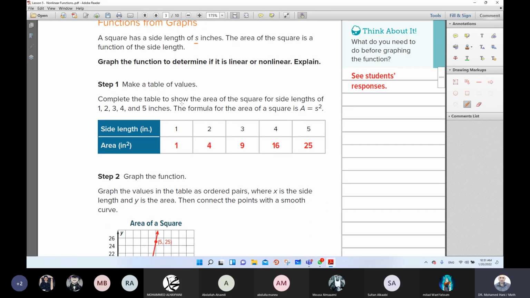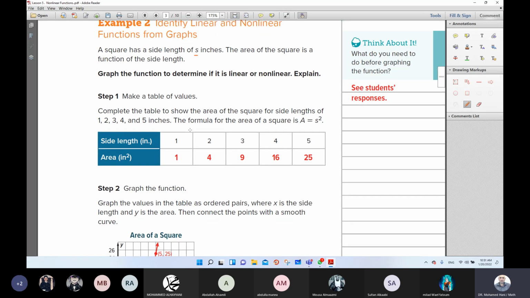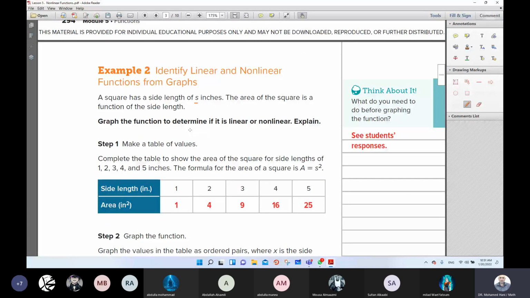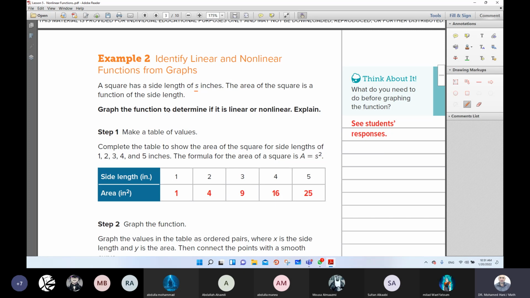Do you have any question? Yes, Mr. Yes, tell me, please. And in example number 2, we need to see if it's linear or non-linear. How do we know if it's linear? In this example or the previous example? No, this example. Yes, I will explain. Just wait.